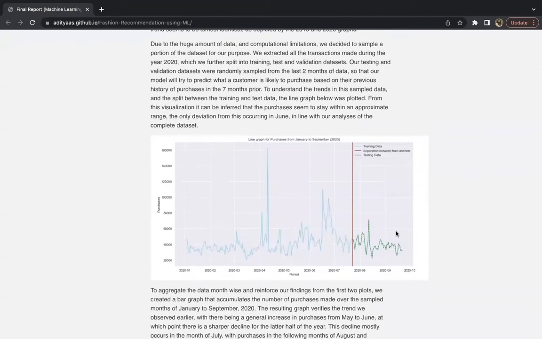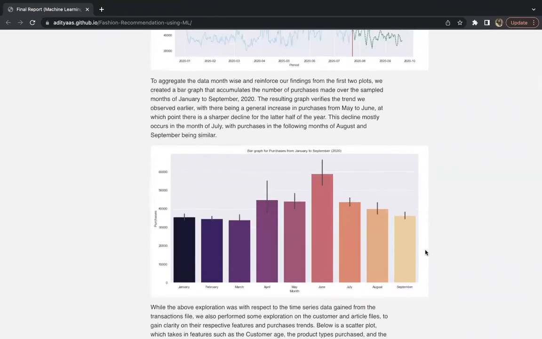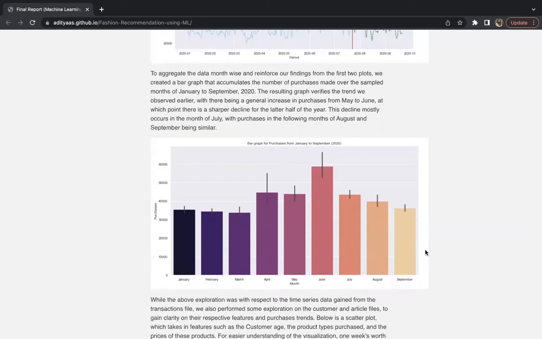As seen in the graph here, we extracted all the transactions made during the year 2020, which we further split into training, test, and validation data sets. Our testing and validation data sets were randomly sampled from the last 2 months of data so that our model will try to predict what a customer is likely to purchase based on their previous history of purchases in the 7 months prior.